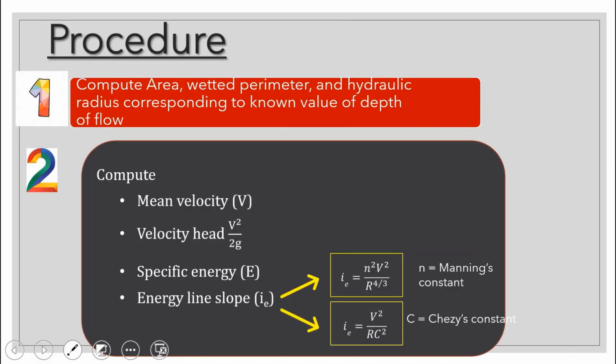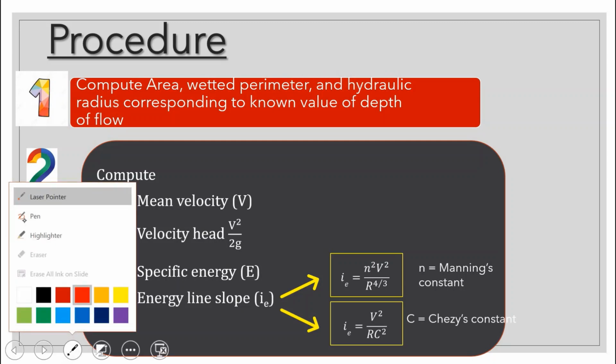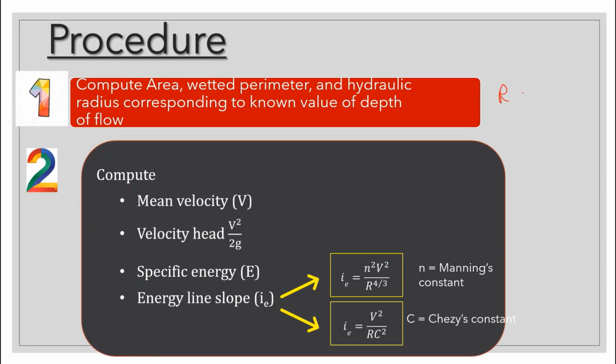So there are 6 steps for analyzing a water surface profile length using the direct step method. The first step is to compute area, wetted perimeter and hydraulic radius. If area and wetted perimeter are known, hydraulic radius can be calculated by A by P. And you will be given a depth. So according to that value of the depth, you have to calculate the hydraulic radius R is equal to A by P.